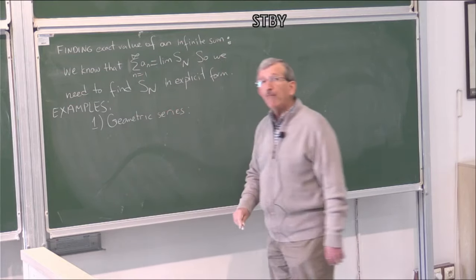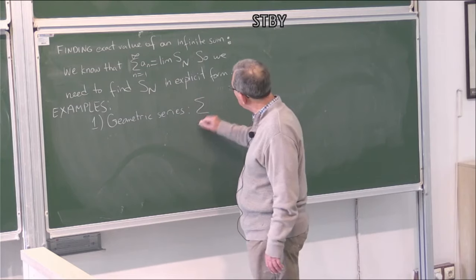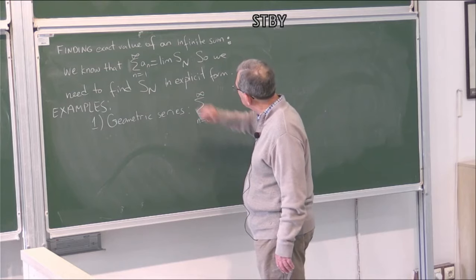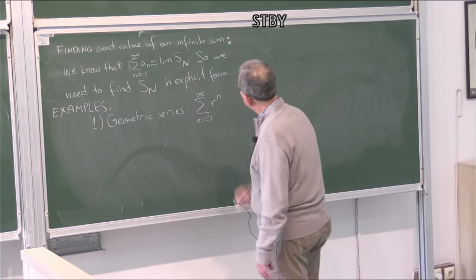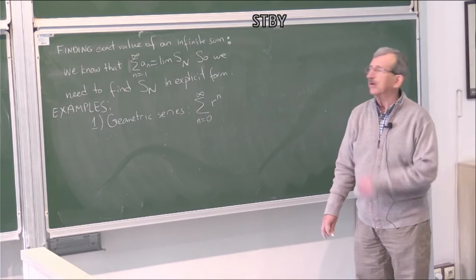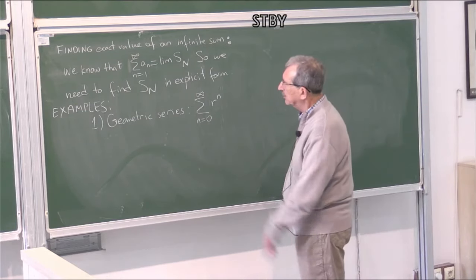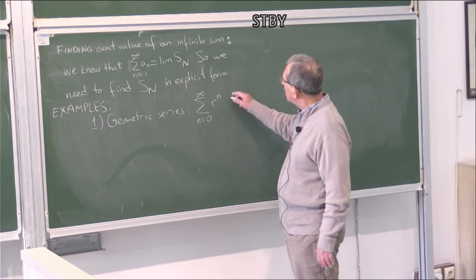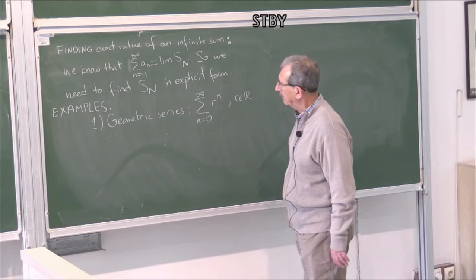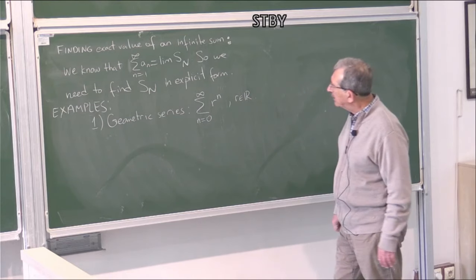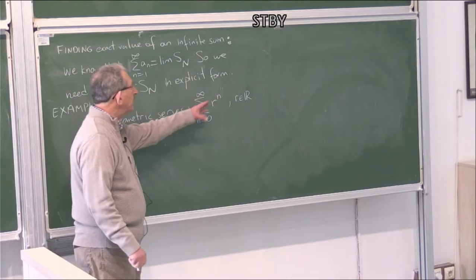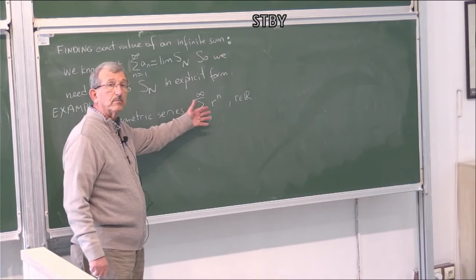This is of the form a sum n from 0 to infinity of r to the n. Well, n can start from 0 or 1. It doesn't matter, actually. We will just check that a minute later. Here, r is a real number. And, okay, the 0th power of anything will be taken as 1.